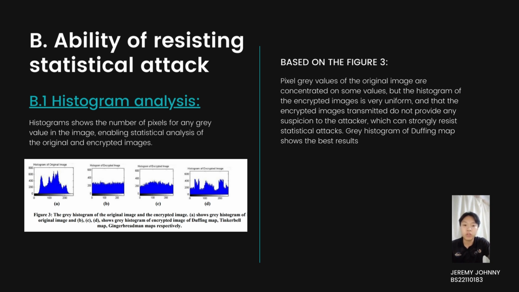Based on this figure, after comparing all the histograms, we find that the pixel gray values of the original image are concentrated on some values, but the histogram of the encrypted image is very uniform, so the transmitted encrypted image does not provide any suspicion to the attacker, which can strongly resist statistical attack. The gray histogram of Duffing map B shows the best result.